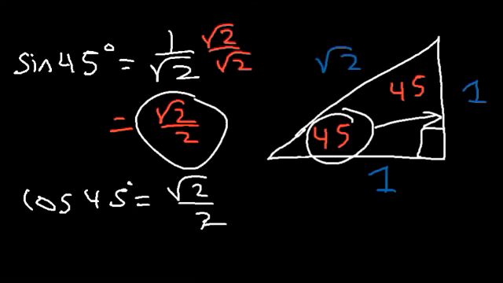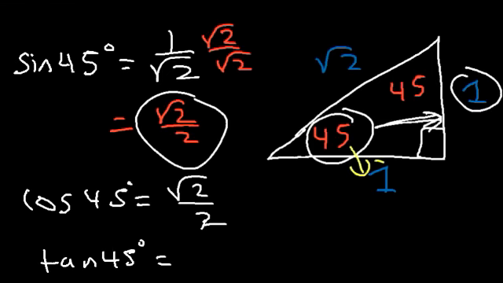Now, tangent 45. What do you think tangent 45 is? So tangent is equal to the opposite side over the adjacent side. So opposite is 1 and adjacent is 1, so it's 1 over 1. Tan 45 is simply 1.